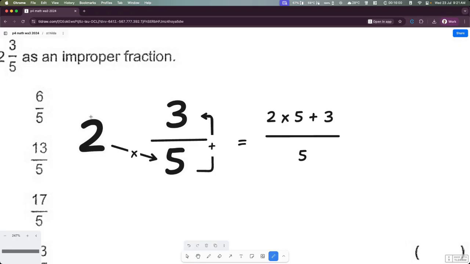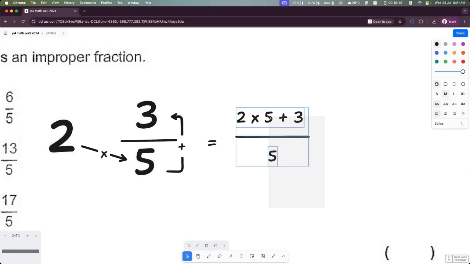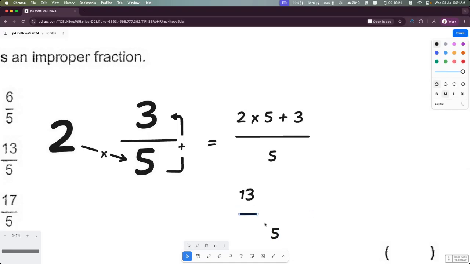So to just recap, basically the whole number multiplied by the denominator plus the numerator. So what do you think the answer to this is? 2 times 5 plus 3. So 2 times 5 is 10, plus 3 is 13. So that means the answer to this is 13 out of 5 in this case. So that's the answer.